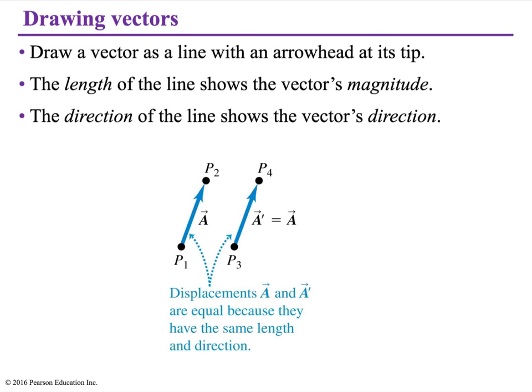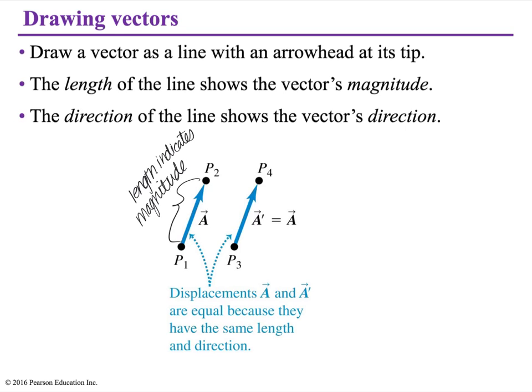Okay, so when we draw a vector, there are two things that we have to worry about. We have to worry about how long the vector is and also what direction it's pointing in. So here, when we're looking at this vector, the length indicates the magnitude of the vector.